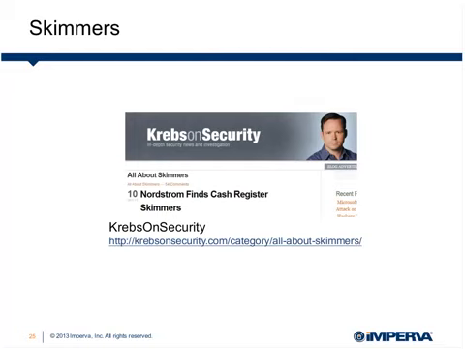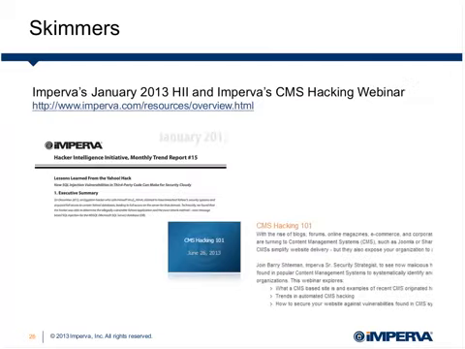I chose to mention Krebs on Security here for one specific reason. Because one of the big themes this year within PCI is skimmers, and I feel like Brian Krebs in Krebs on Security has a lot of information there. There's a whole section on his website that includes different skimmer attacks and different incidents, and it gives you a lot of education on what the problem looks like and gives you an idea of what you should do about it.